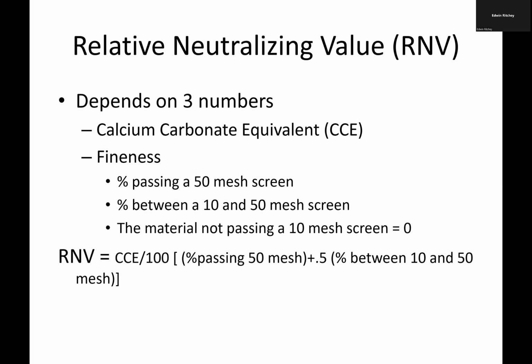So essentially, all the material passing through the 50 mesh screen, we say it's 100% effective. Half of that passing between, or that passes the 10 but not the 50, is effective, and none of the rest is. So calcium carbonate equivalent divided by 100 times that. That's how we calculate RNV.